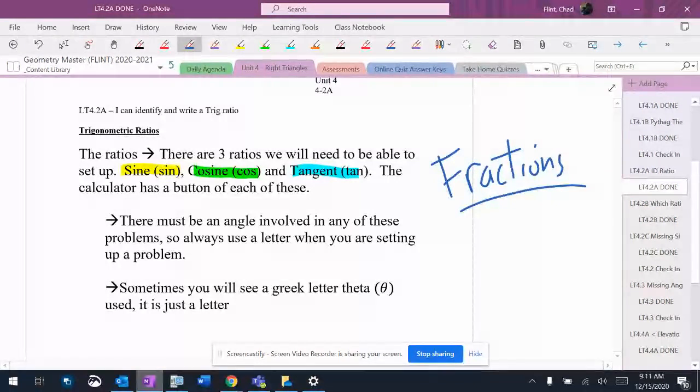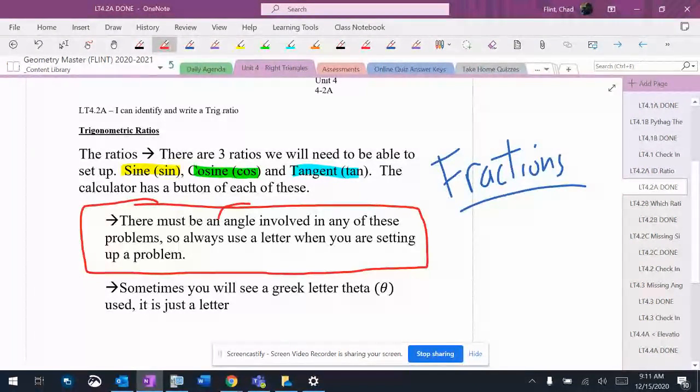All right, couple quick things before we actually look at what the ratios are. You have to have an angle in every single problem that has to do with these. Sometimes you'll be finding the angle, sometimes you'll know what the angle was, but we have to make sure that we know that there needs to be an angle involved in these problems. So if we don't know the angle, we're going to have to put a letter in.